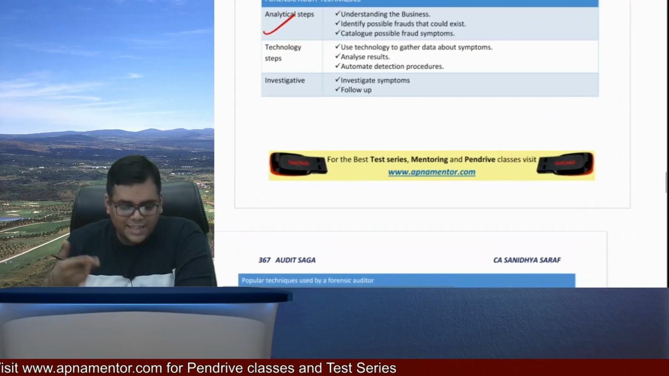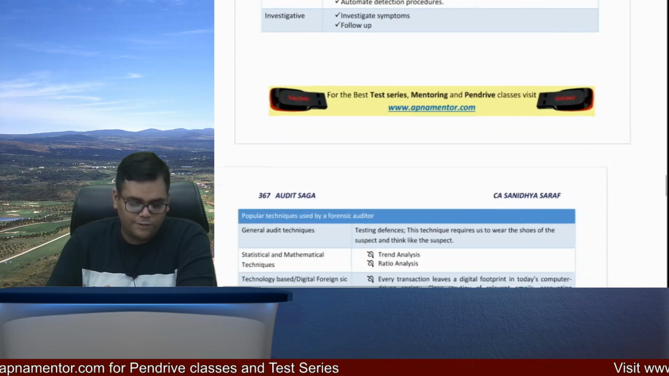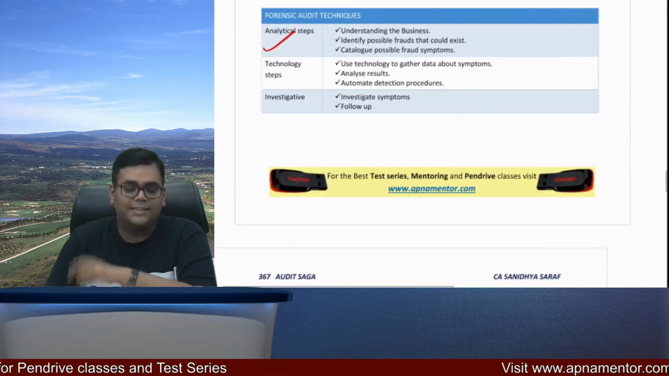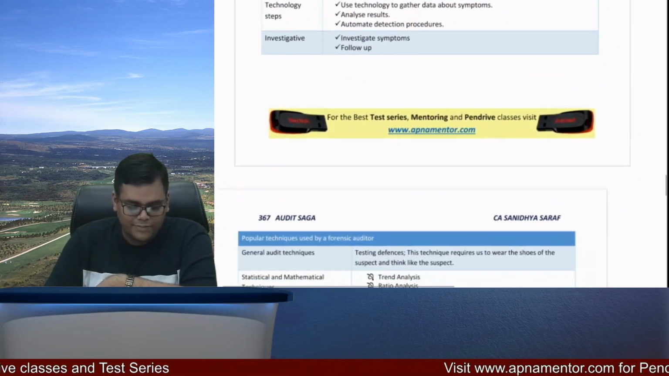Then investigative, that is investigating symptoms, doing the follow-up. So all of these are different forensic audit techniques: analytical steps, technological steps, and then we have investigative.